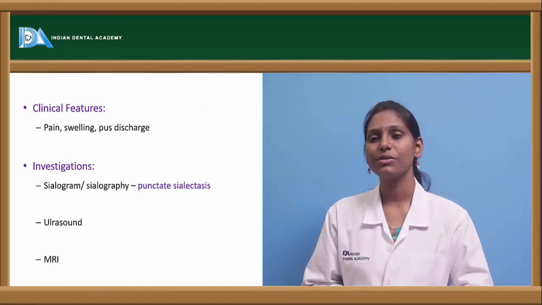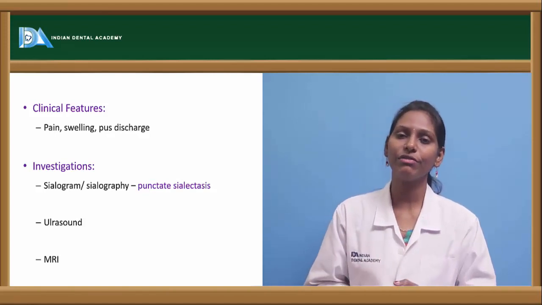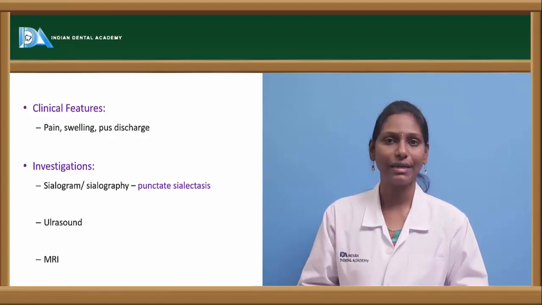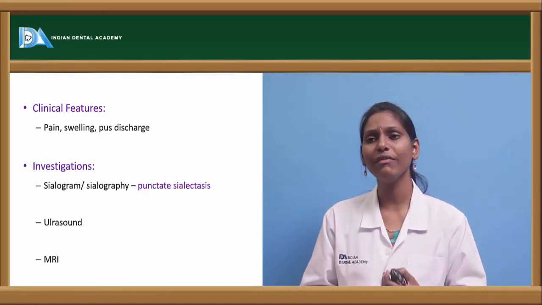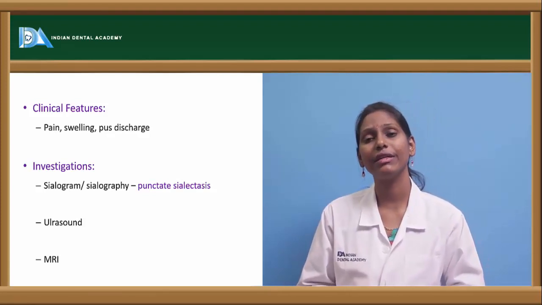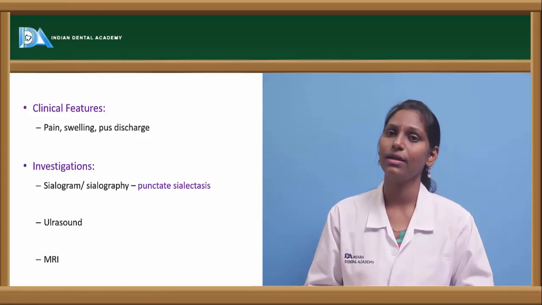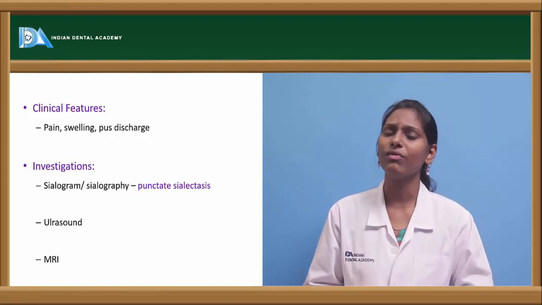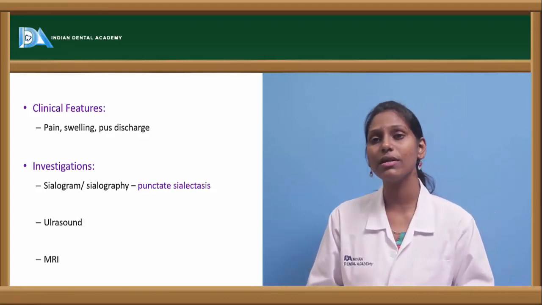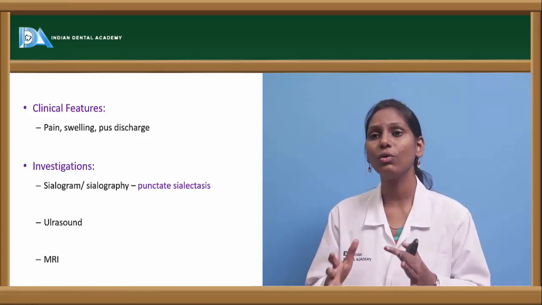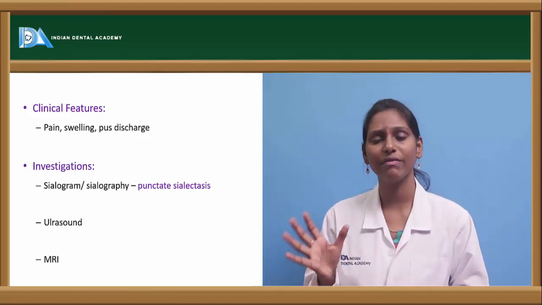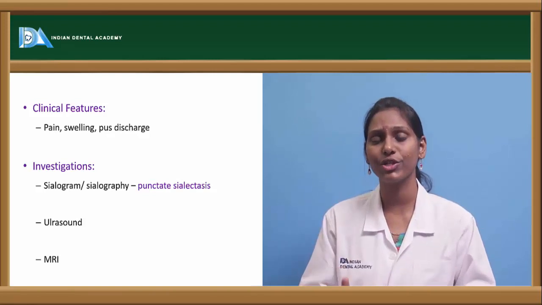Coming to investigations, we can do a normal routine radiograph, especially if it is involving the parotid. We can do a puffed cheek view, a 10 degree AP view. We can also go ahead with sialogram or sialography, and this sialography reveals a punctate sialectasis. Ultrasound can also be done. Ultrasound will give us an insight into whether it is a solid lesion or a cystic lesion, and it will also help us know what kind of lesion it is. And MRI is a beautiful investigation, especially when it comes to soft tissue conditions.